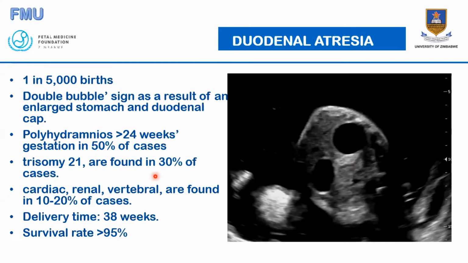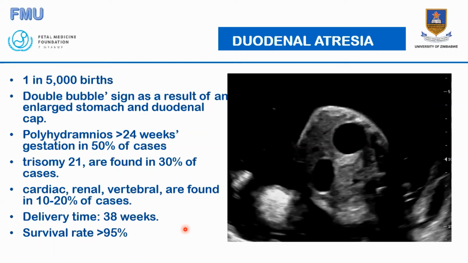Then trisomy 21 exists in about a third of the cases. So whenever we see duodenal atresia, we push for karyotype. We want to know if there's an associated defect, a chromosome abnormality. In this case, the existence of an abnormal karyotype influences the prognosis of this baby. Then there may be association with cardiac, renal, and vertebral defects, which may be found in about 10 to 20% of the cases. So a detailed evaluation of all these systems has to be done.